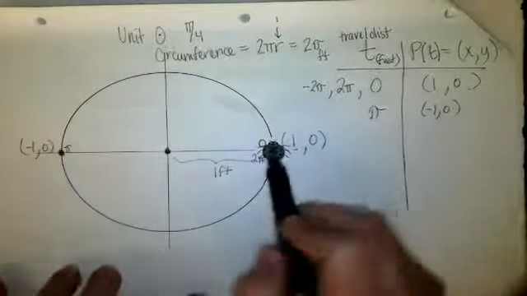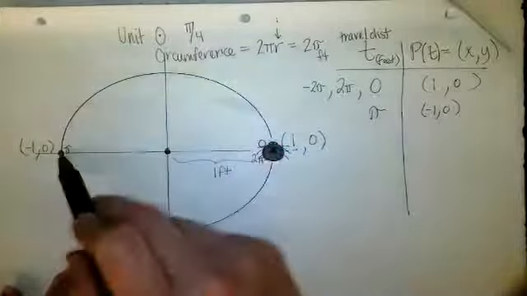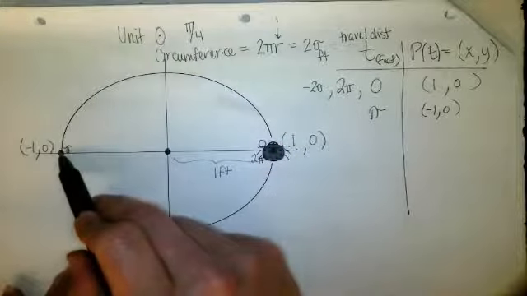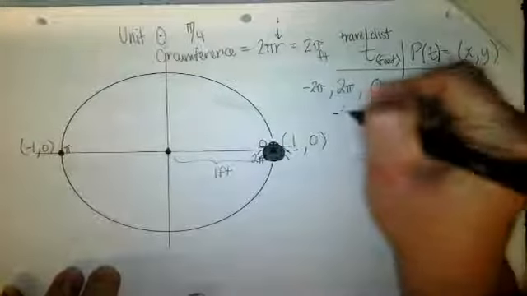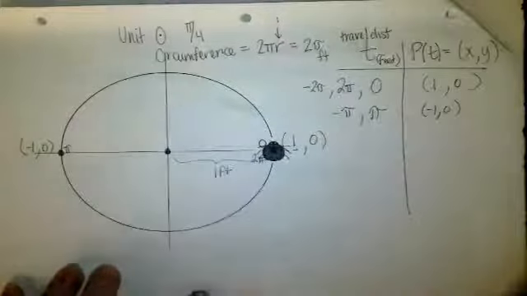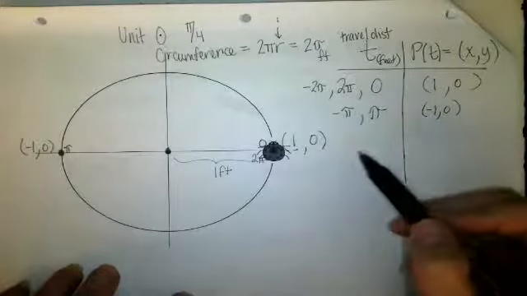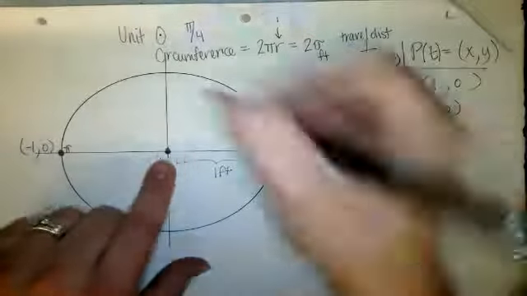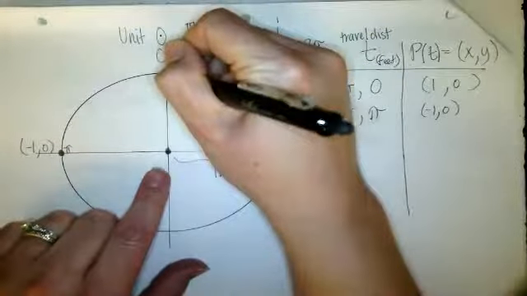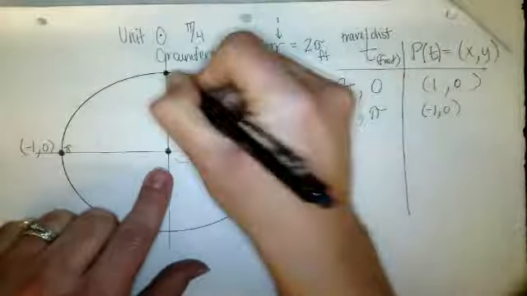So not only can she go positive pi feet to get there, what else could she do? Negative pi feet would also get us there as well. Excellent. Very good. Now, I want her to go to here. How far does she travel to get to this point?